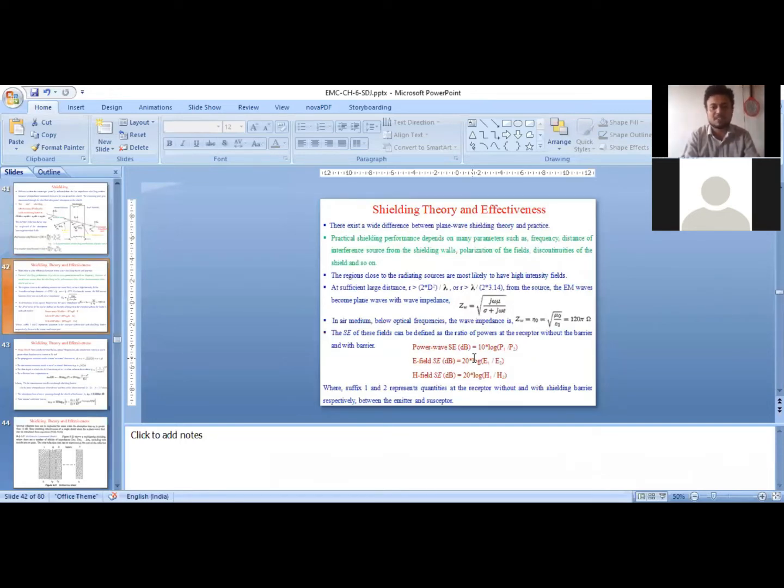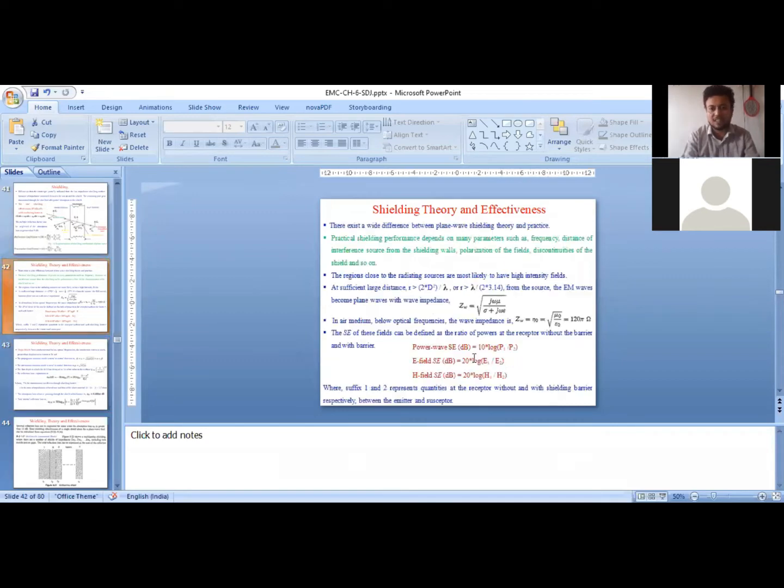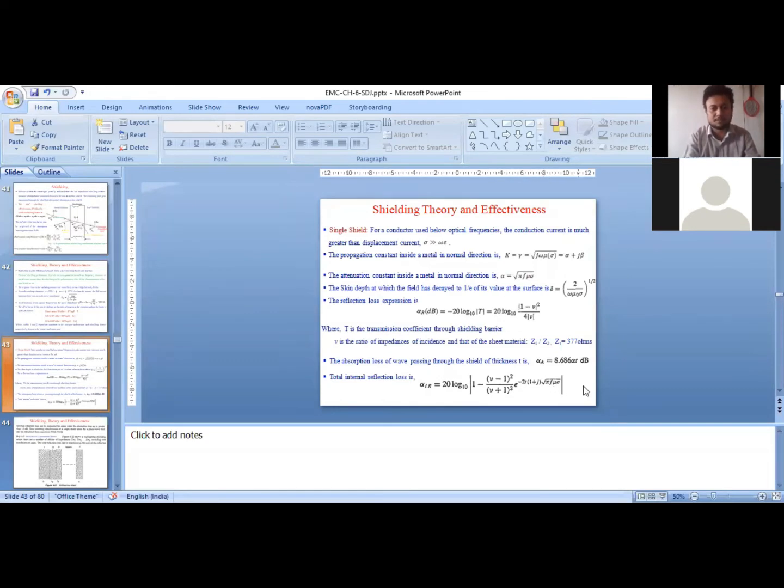What is e raised to minus alpha t? Alpha is the attenuation constant inside the conductor, that is under root of pi f mu sigma, and t is nothing but the thickness of the conducting shield. So the reflection amplitude has been decreased by e raised to minus alpha t. This term is the phase of the wave. So this is the internally reflected wave, which is 20 log of transmission coefficient only.